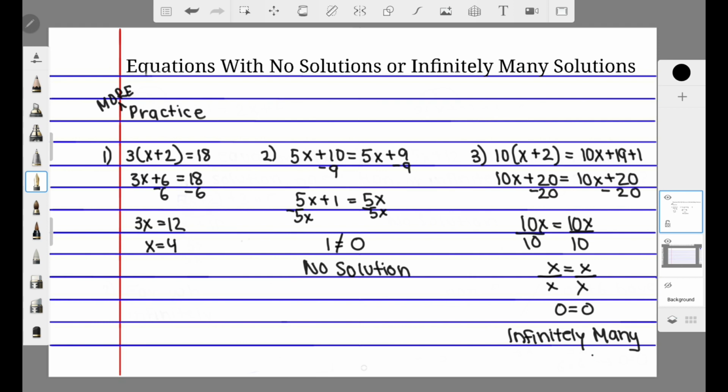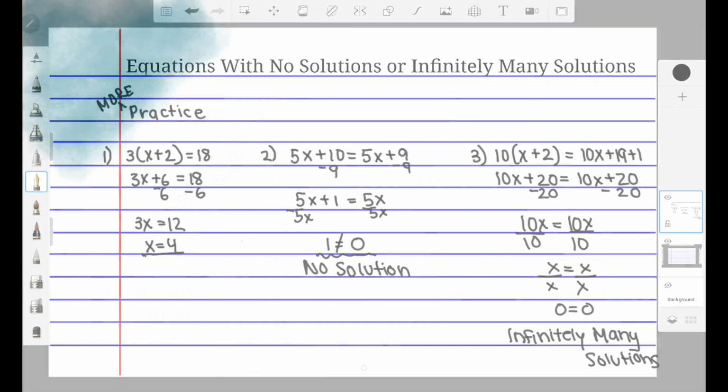So just check that your equations always end up to be something like 0 is equal to 0, or the same number is equal to the same number, for infinitely many solutions. And for no solutions, it should come out to a statement that is not true. One solution is pretty easy. You just get one possible solution.